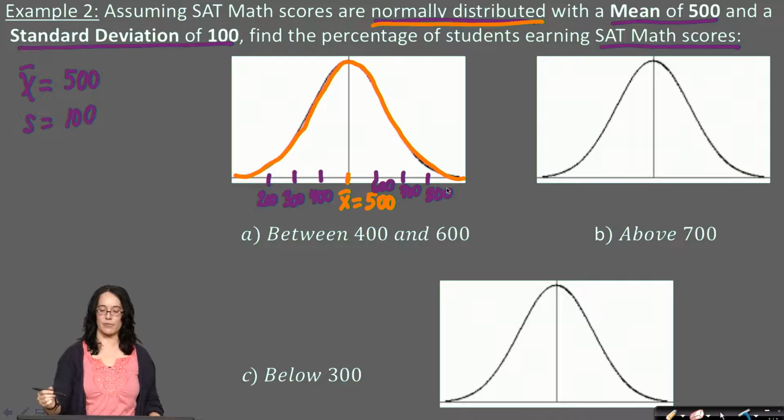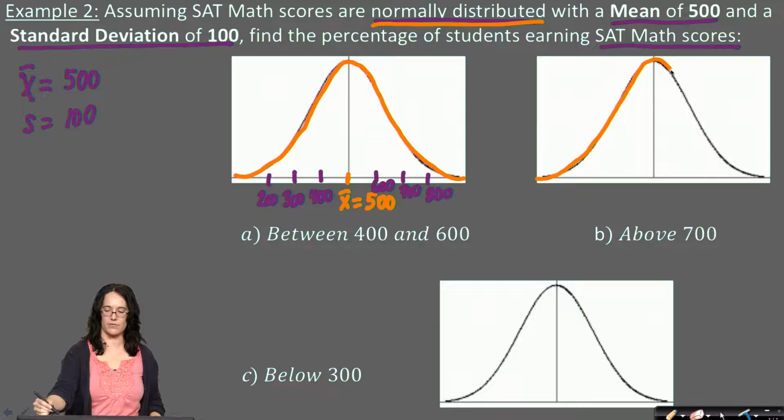Okay, and in fact, I'm going to go ahead and do that for all of these real quick. Feel free to pause the video and do that yourself, because these are all going to have the same general information, same situation, right? SAT math scores of mean of 500 in each case.